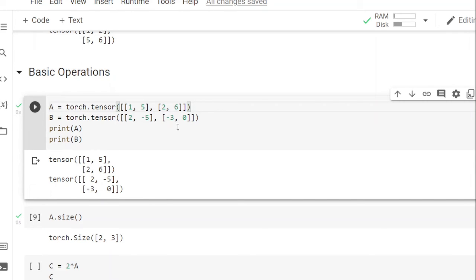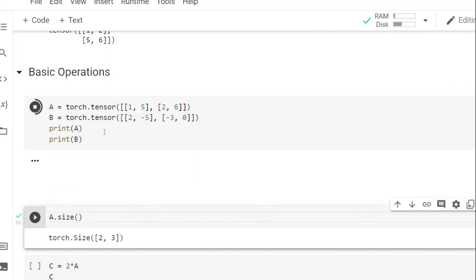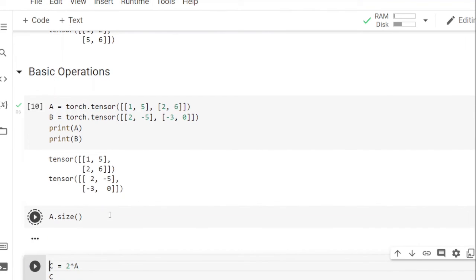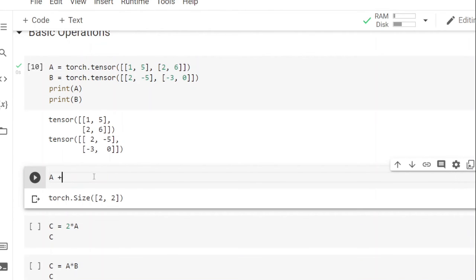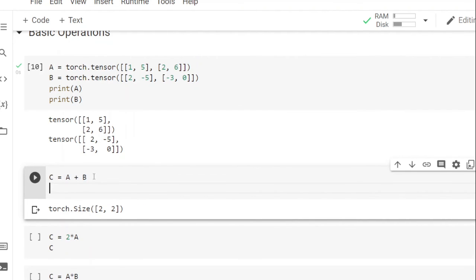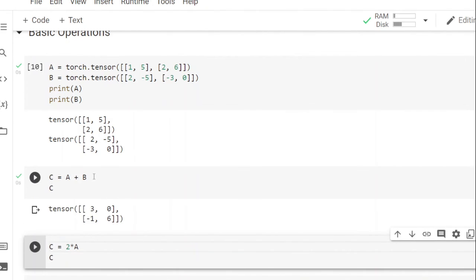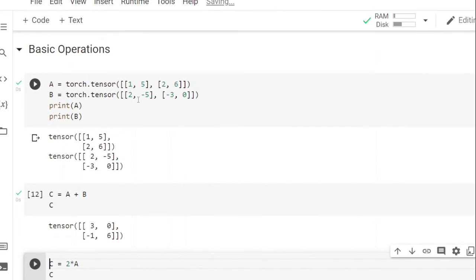Why is it 2, 3? I'm not sure. Yeah, so it works. I don't know, it was some temporary glitch here.